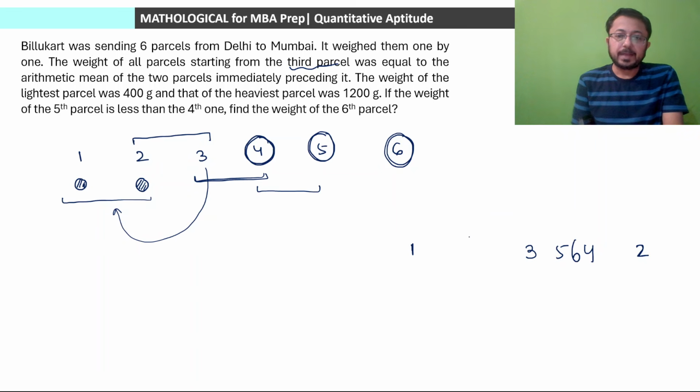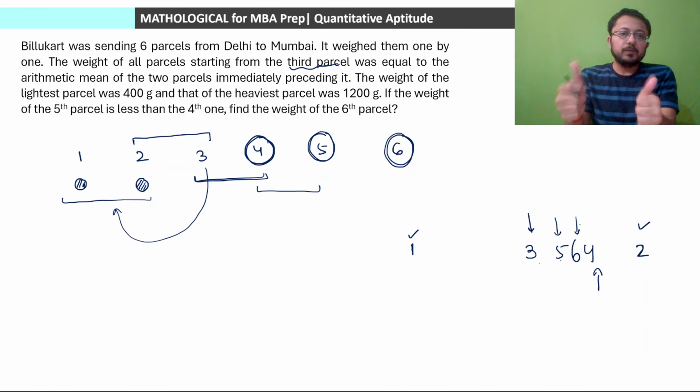So can you observe that 1 and 2 are at the extremes, और जैसे जैसे हम एवरेज लेते जा रहे हैं तो हमारी वैल्यूज मिडिल में आती जा रही है. थर्ड विल बी एवरेज ऑफ 1 and 2, फोर्थ विल बी एवरेज ऑफ 2 and 3, फिफ्थ विल बी एवरेज ऑफ 3 and 4, सिक्स विल बी एवरेज ऑफ 4 and 5.